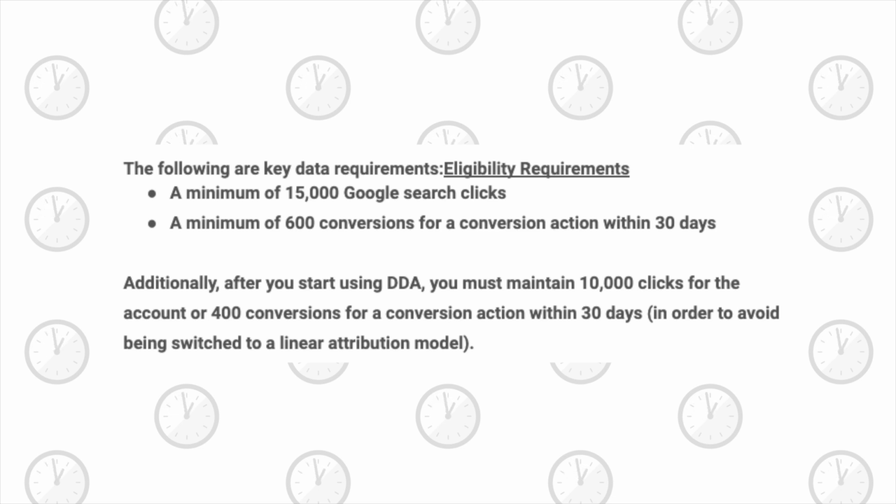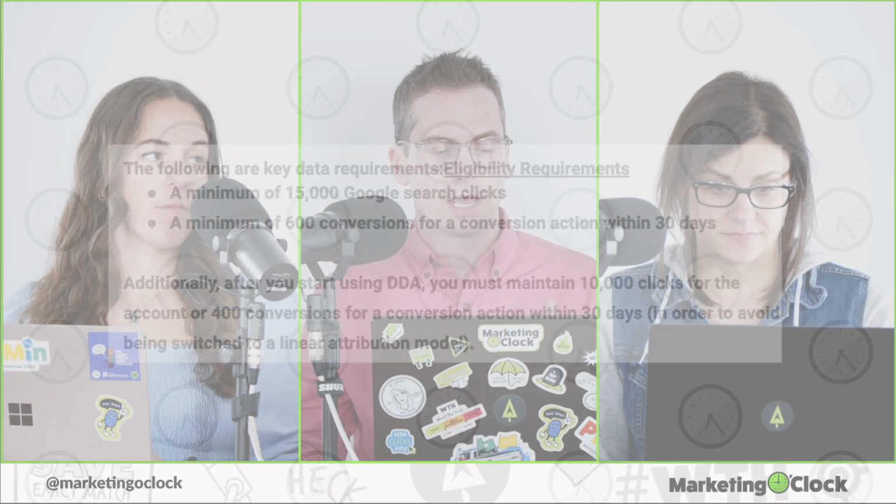And after you started with DDA, you needed to have 10,000 clicks for the account or 400 conversions for a conversion action within 30 days. And they kind of took that and threw it out the window when they launched this. So again, we used to have a variety of different options. Now moving forward, it's going to be data driven.